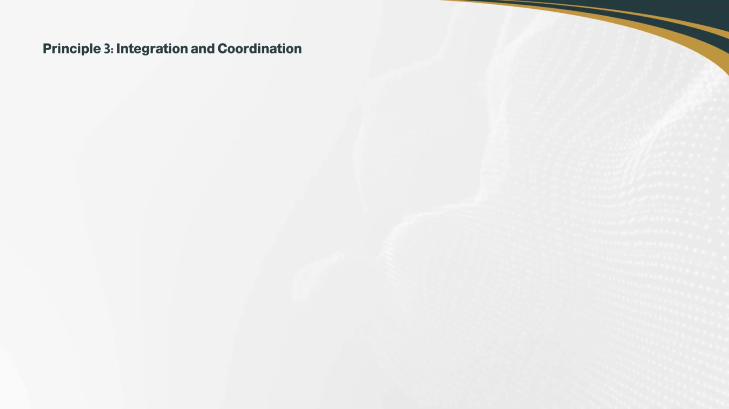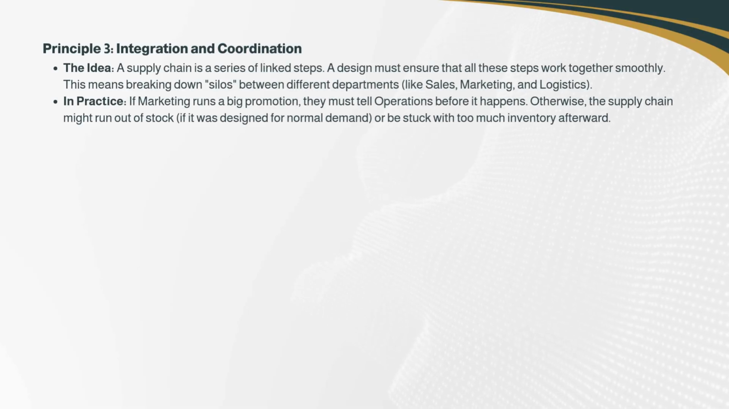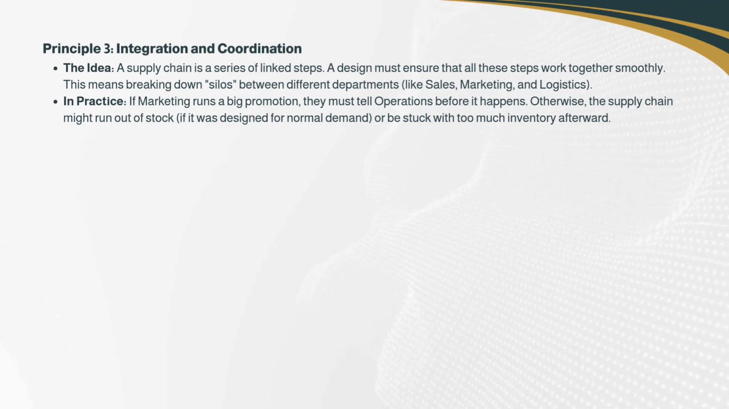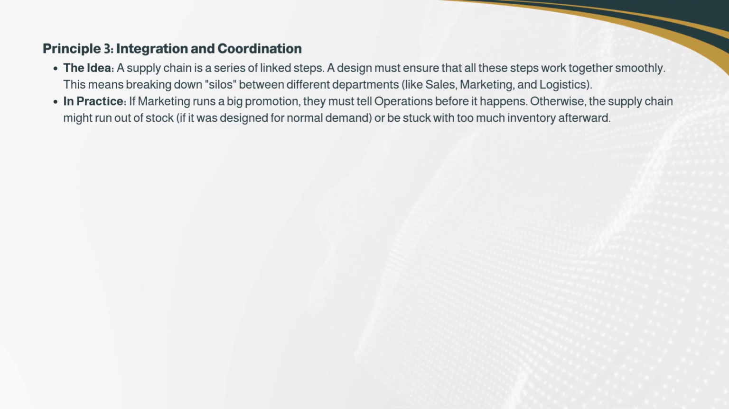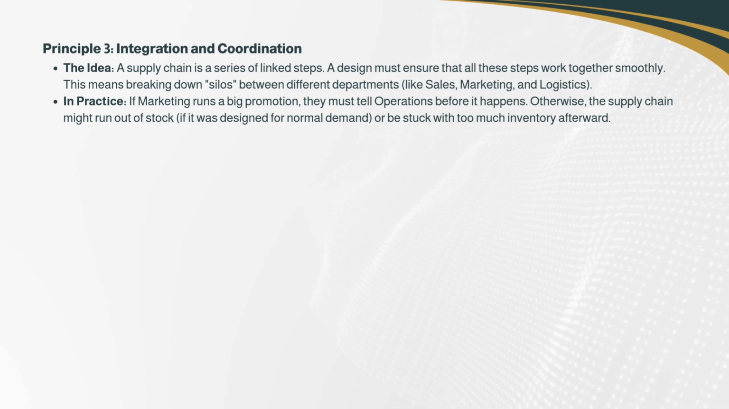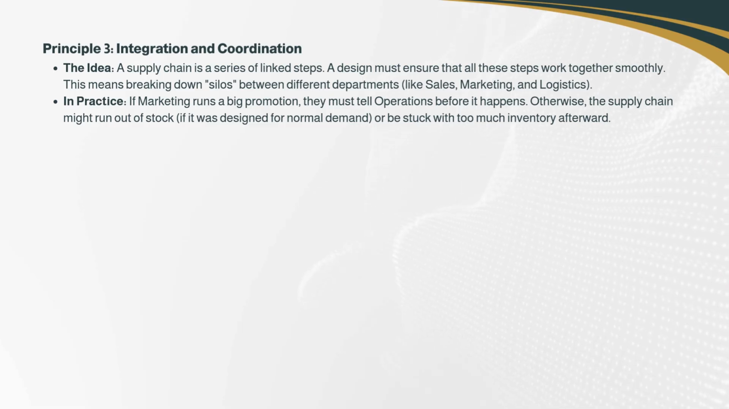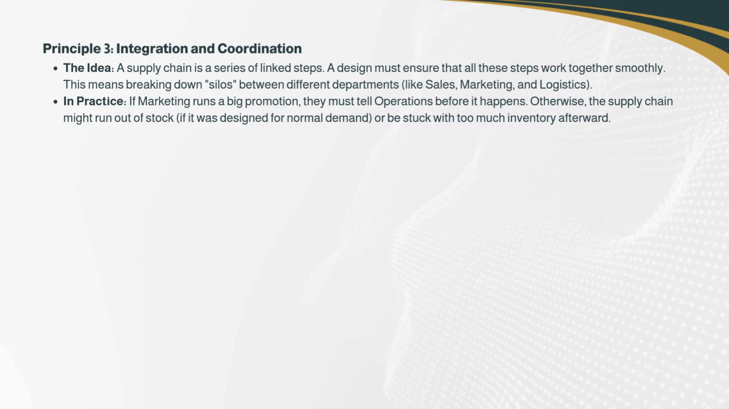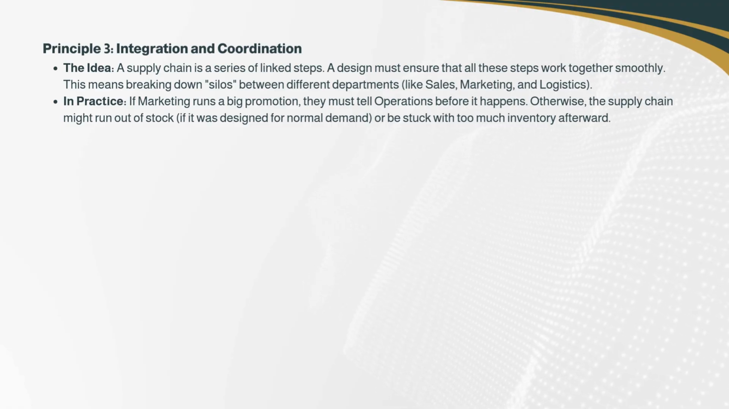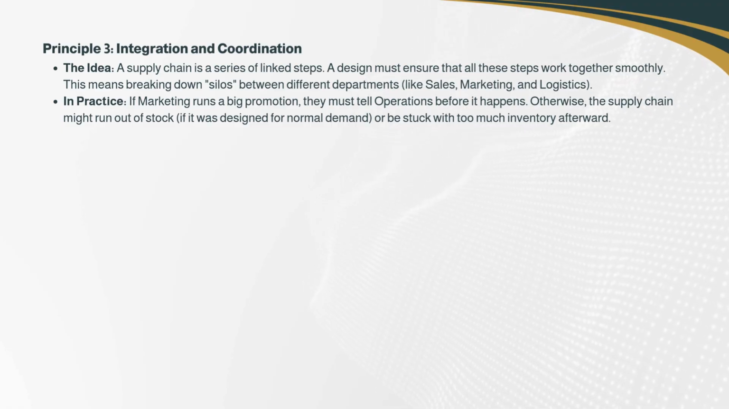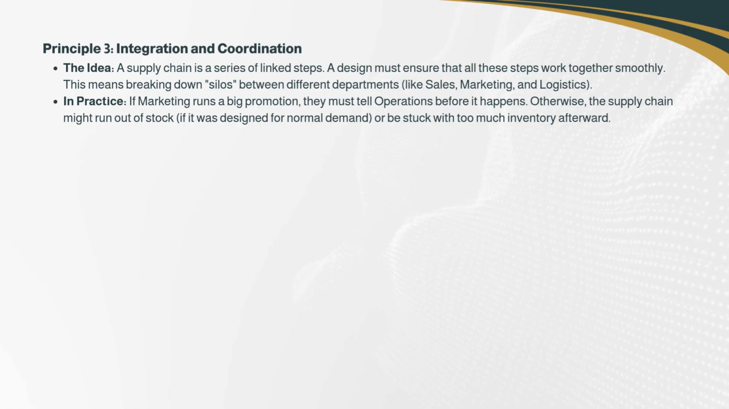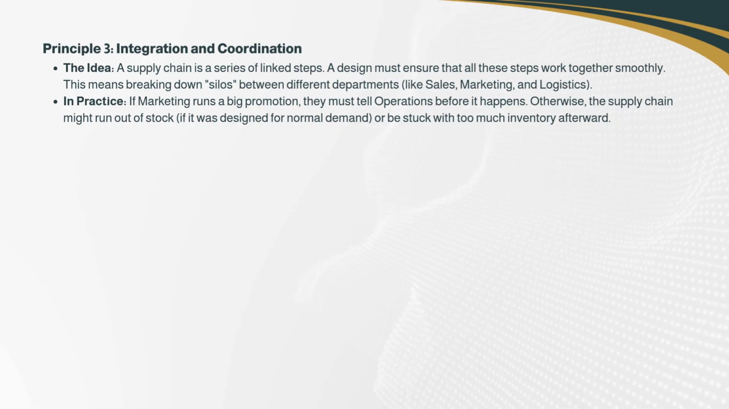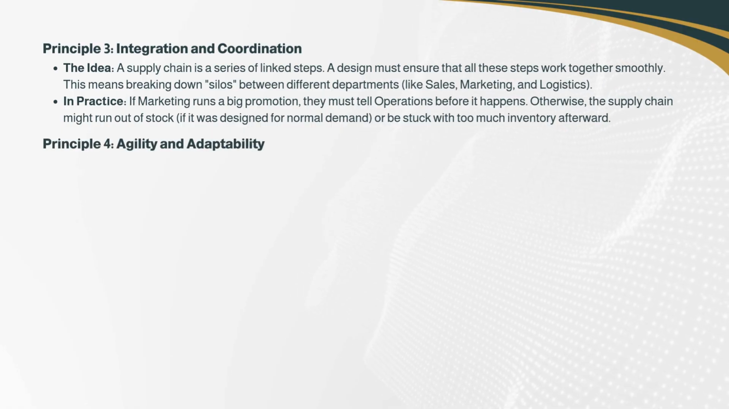Principle 3. Integration and coordination. The idea: a supply chain is a series of linked steps. A design must ensure that all these steps work together smoothly. This means breaking down silos between different departments, like sales, marketing, and logistics. In practice, if marketing runs a big promotion, they must tell operations before it happens. Otherwise, the supply chain might run out of stock, if it was designed for normal demand, or be stuck with too much inventory afterward.